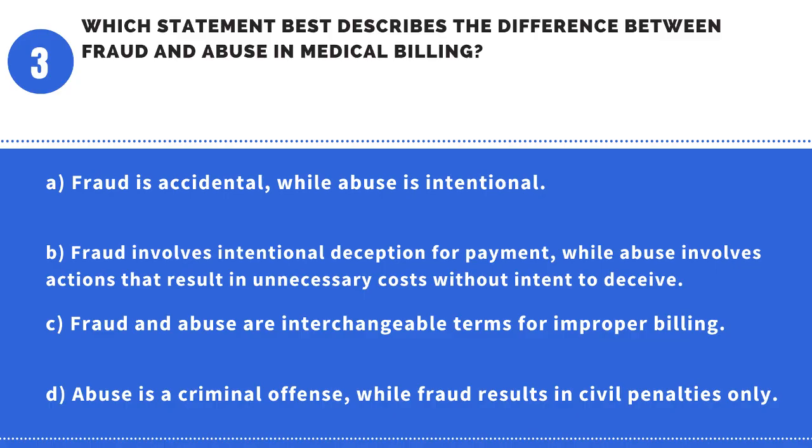Question 3. Which statement best describes the difference between fraud and abuse in medical billing? A. Fraud is accidental, while abuse is intentional. B. Fraud involves intentional deception for payment, while abuse involves actions that result in unnecessary costs without intent to deceive. C. Fraud and abuse are interchangeable terms for improper billing. D. Abuse is a criminal offense, while fraud results in civil penalties only.